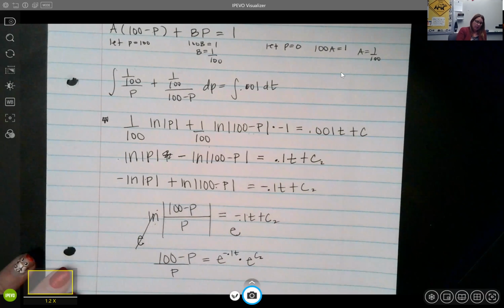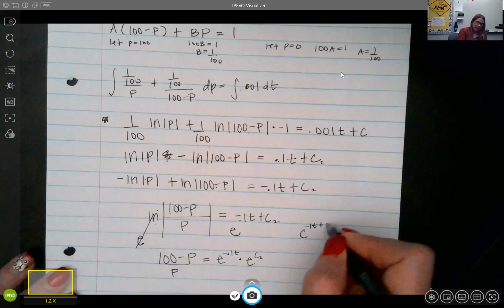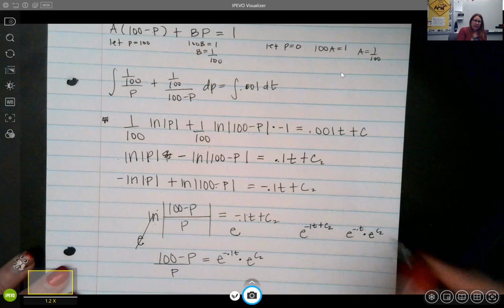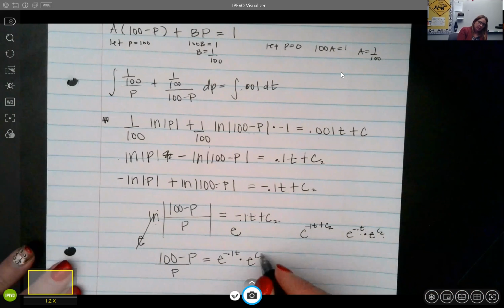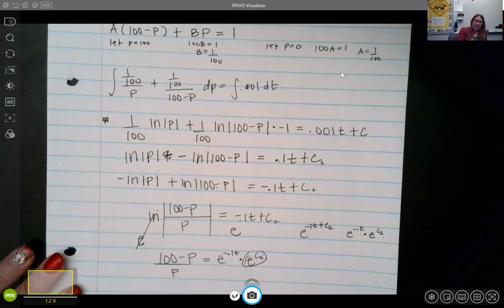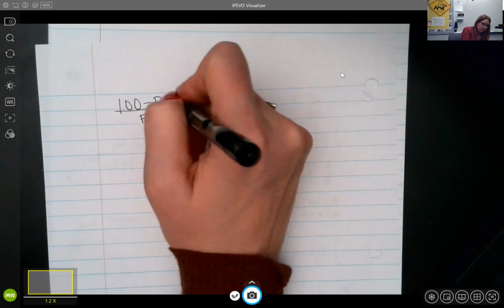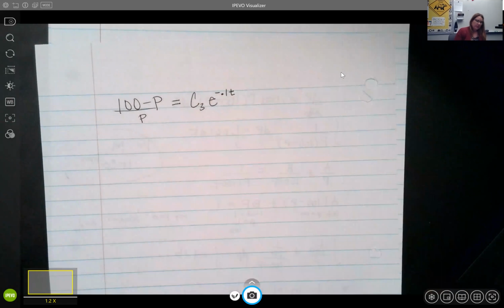Okay, so remember, when I add exponents like this, it's the same as multiplying, because we add those two together to get this. So what that means is this term, e to the c2, is just a c value that's multiplied by this. So this is going to be (100 minus p) divided by p equals C3 e to the negative 0.1 t.